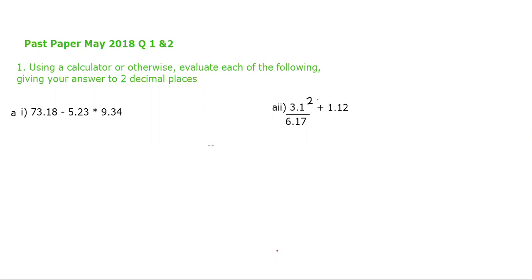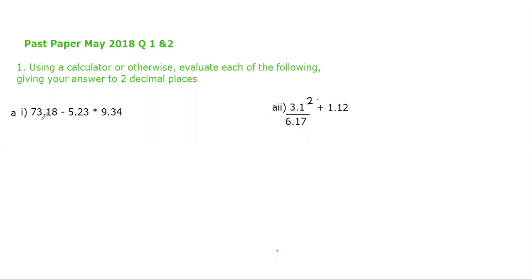Okay, so today we'll be doing past paper, May 2008 for mathematics, that is, CSEC past paper. Now I'll be drawing the answers. So we'll be looking at question 1 and question 2. So this that I'm looking at is question 1A. Right? So using a calculator or otherwise, evaluate each of the following, giving your answer to only 2 decimal places.